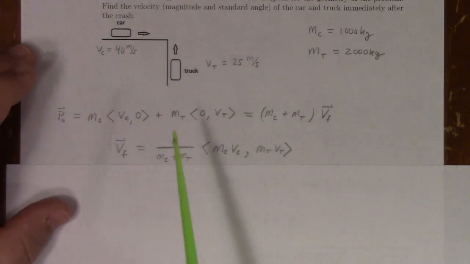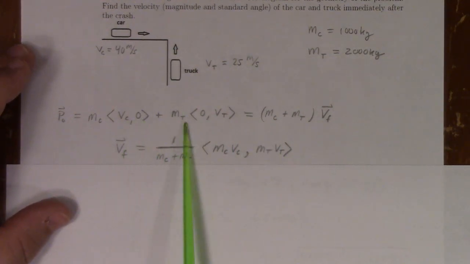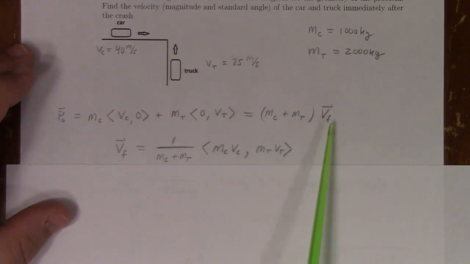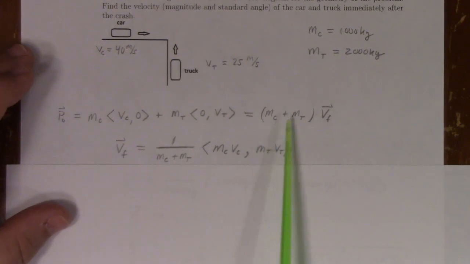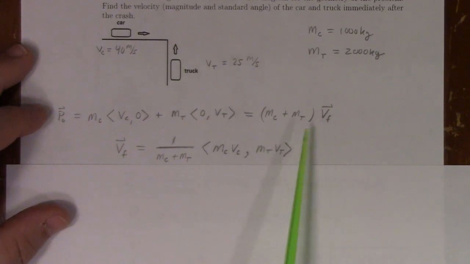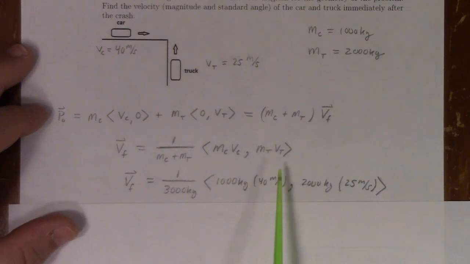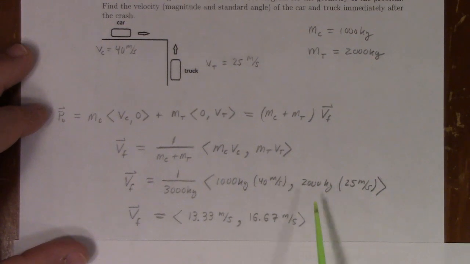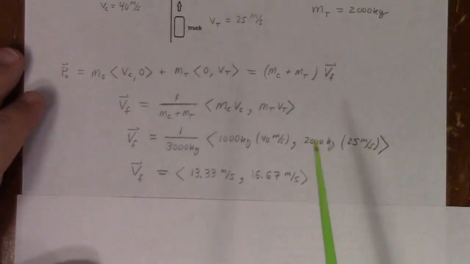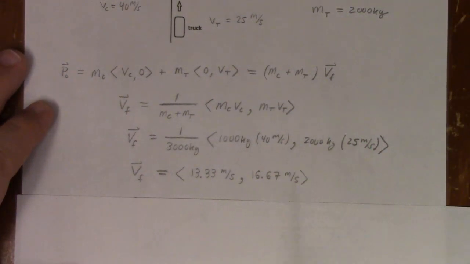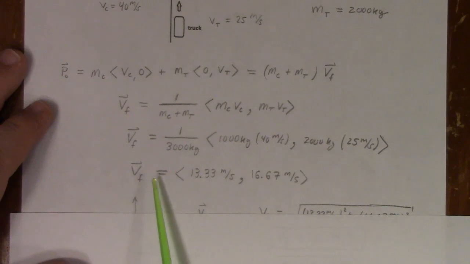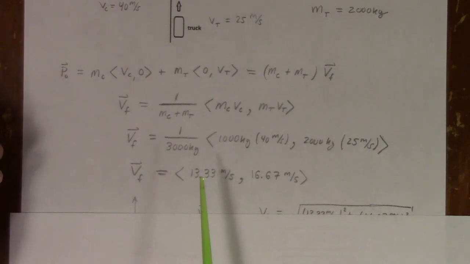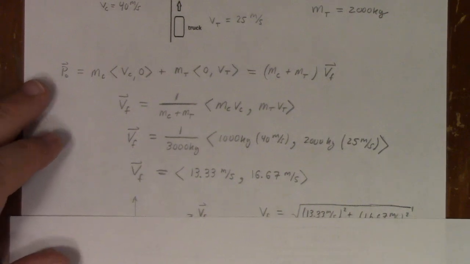So conserve momentum: mass of the car times velocity of the car plus mass of the truck times velocity of the truck is equal to the final velocity times the mass of the car-truck system. If I solve for VF, I get one over the total mass times the initial momentum. Plugging in the numbers, like so, and then you work it out, I get 13.33 meters per second and 16.67 meters per second for the final velocity, which is actually the initial velocity of the car and truck after they crash together and as they start skidding.